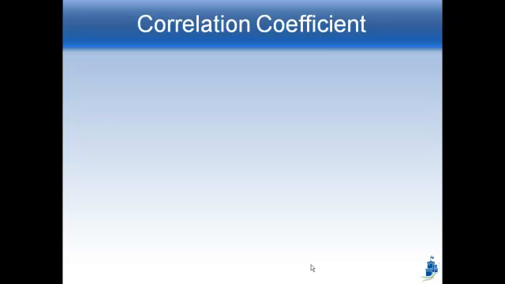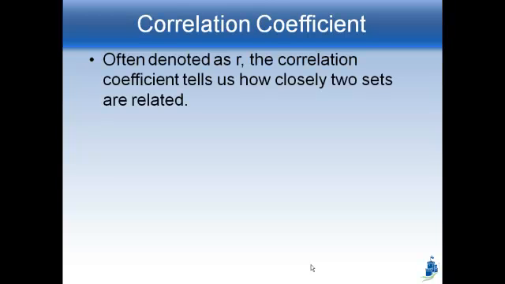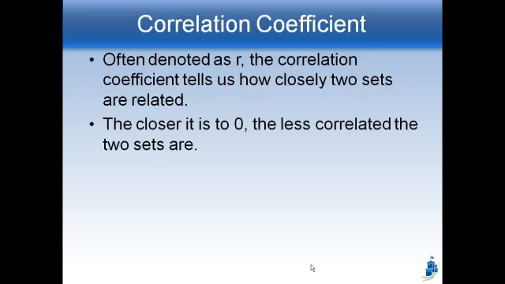Okay, so in math and in statistics, we have this term called the correlation coefficient, and it's usually denoted as R, okay? And it tells us how closely connected two data sets are. It shows us how close their relationship is. The closer the R is to 0, the less correlated the two data sets are. So if you have an R of 0, then you're not correlated at all.